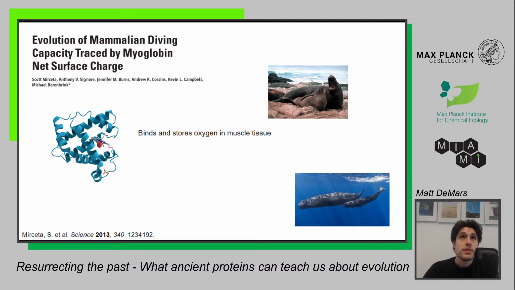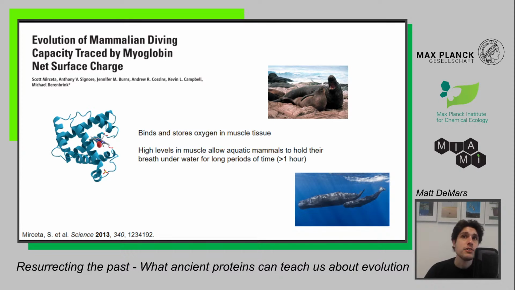So first I'll talk about this interesting study from Science back in 2013, which traced the evolution of mammalian diving capacity by looking at the change in net surface charge in myoglobin over time. So myoglobin is shown here on the left. It was the first protein whose structure was elucidated, back in the late 50s, actually. It's responsible for binding and storing oxygen in muscle tissue.